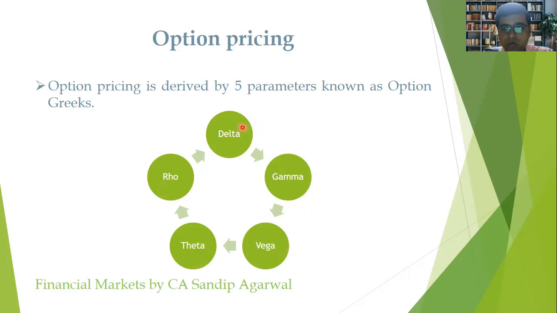through which the price of an option is determined, and these 5 parameters are called option Greeks. Just remember this terminology: option Greeks. One is delta, another is gamma, third is vega, fourth is theta, and fifth is rho. These 5 terms are called option Greeks, and the price of an option is determined with the help of these option Greeks.